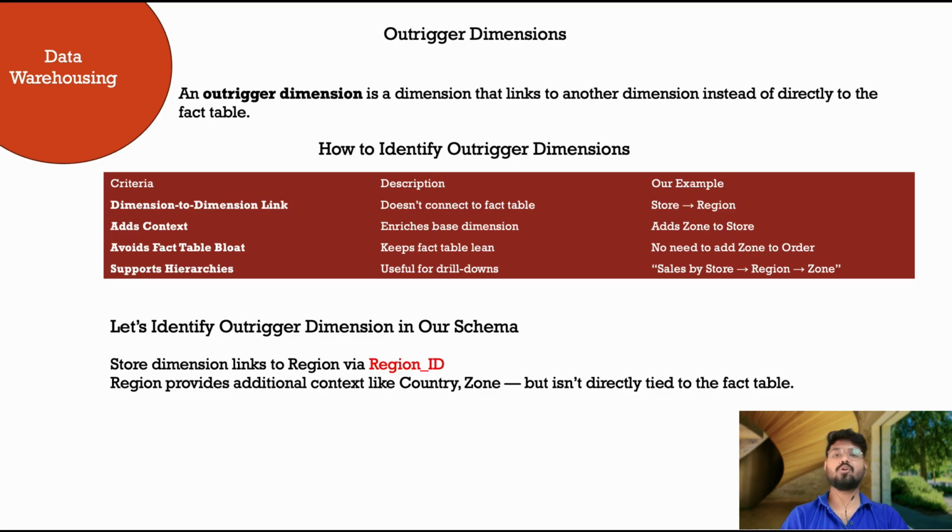Moving forward with outrigger dimension. An outrigger dimension is a dimension that links to another dimension instead of directly to the fact table. In our particular schema, we have seen this store dimension links to region via region ID. So this is what we call an outrigger dimension. Dimension to dimension link, adds context, avoids fact table bloating, supports hierarchies. So region provides additional context like country, zone, but isn't directly tied to any fact table. This is the dimension to dimension link. So this is what outrigger dimension means.